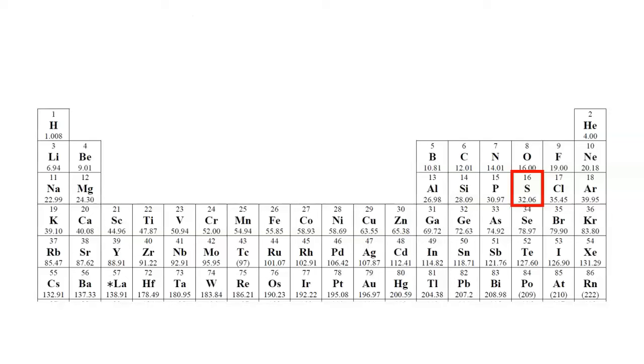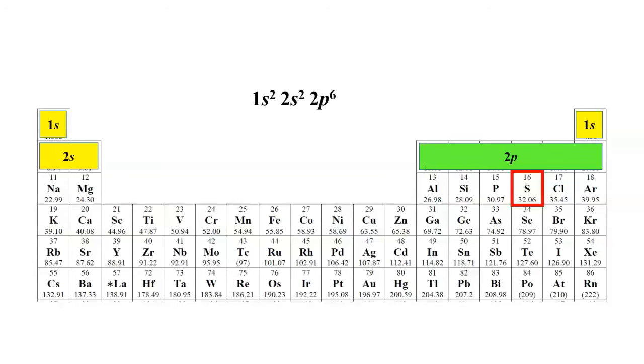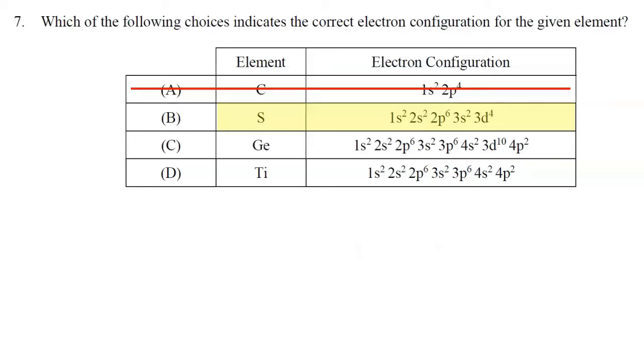So the electron configuration of sulfur, which has 16 electrons, is 1s2, 2s2, 2p6, 3s2, and then for the 3p sublevel, we're not going all the way to the end. It's not going to be 3p6. It's going to be 3p4. So that is the correct electron configuration for sulfur. But we can see, if we look at choice B, they have 3d4 instead of 3p4. That means that that electron configuration is incorrect for sulfur, so we can eliminate choice B.